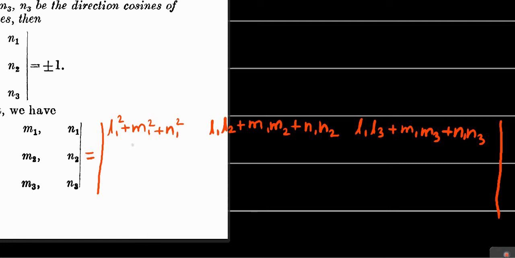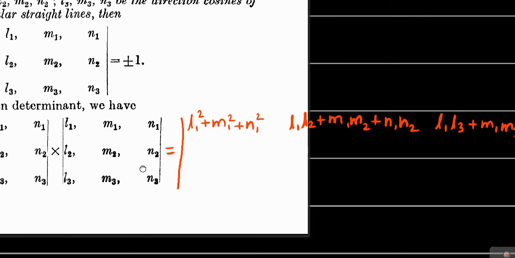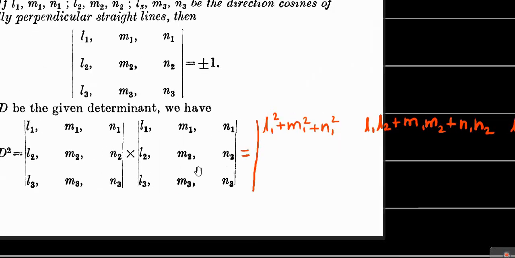So, for the second row, we will get the elements as product of the second row from the first determinant with first row, second row and third row of the second determinant. First of all, product of the second row of the first determinant with the first row of the second determinant will be the L2 L1 plus M2 M1 plus N2 N1. So, it can be written as L1 L2 plus M1 M2 plus N1 N2.